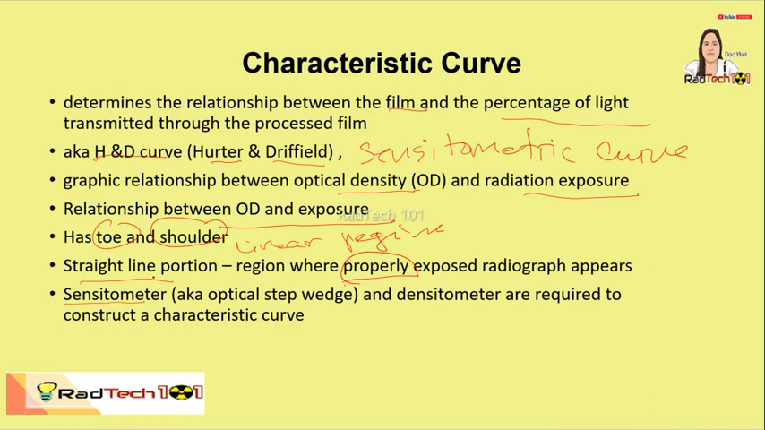Sensitometer is a device gaya ng ating densitometer. Sensitometer, which is also known as the optical step wedge. So sensitometer and densitometer are two devices na kailangan natin in order to construct or to formulate a characteristic curve. So ginagamit sila, sensitometer, to determine the sensitivity of the IR. So densitometer naman to determine the density naman of the image in the radiograph. So they are used for construction of the characteristic curve.